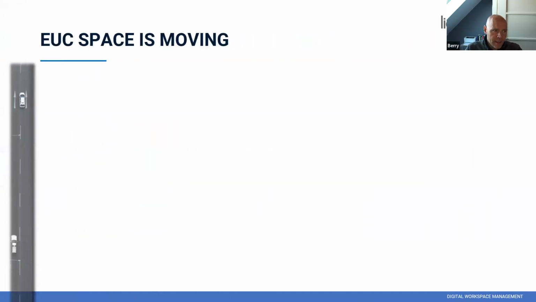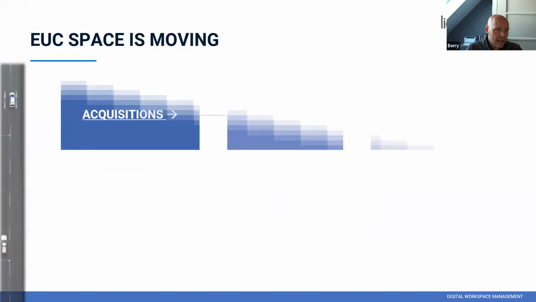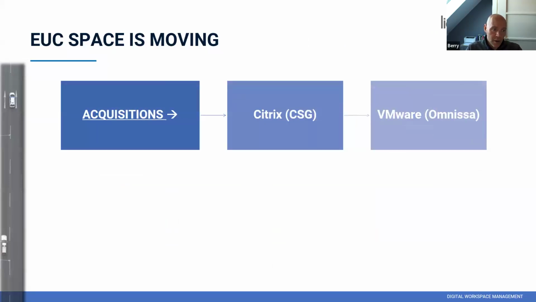Also take into account that the end-user computing space is moving. Of course, large vendors like Citrix and VMware, or now Omnissa, are sold to investment companies, and a lot of noise is coming from the investments and from the acquisitions, because Citrix maybe stopped with some of the products, later they continue to work with some of the products. We saw the same with VMware.